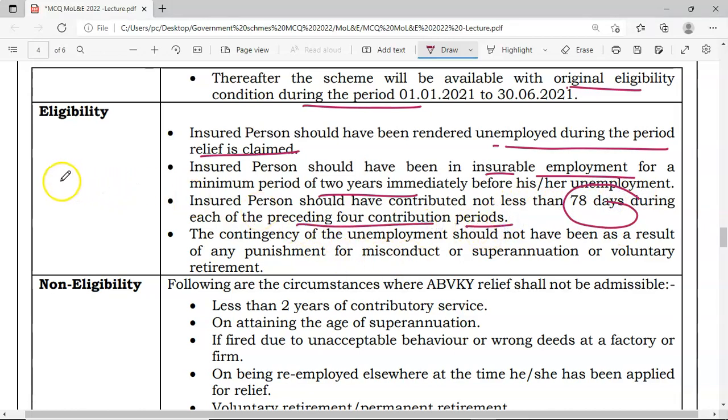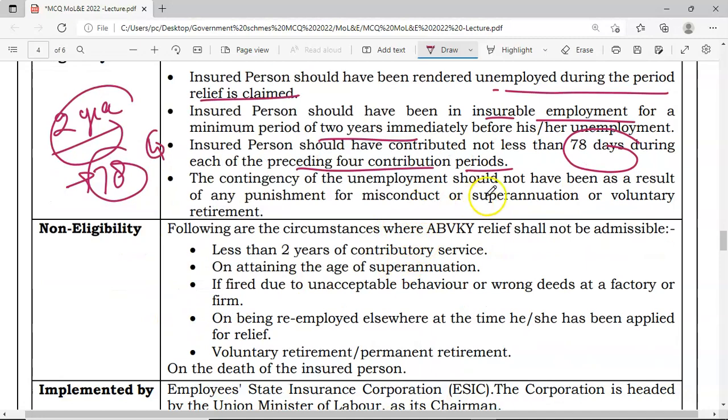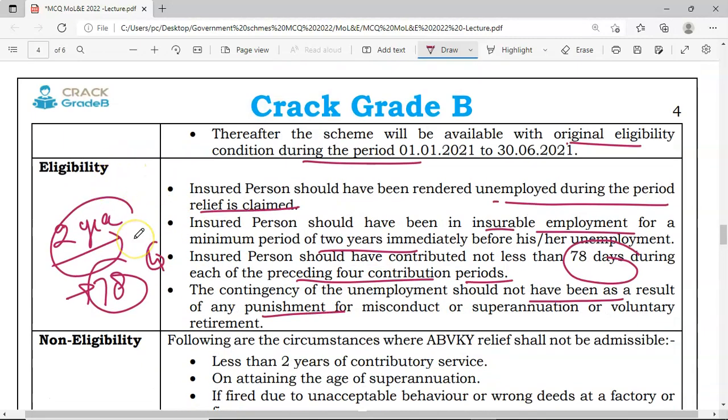I mean to say that if any person has been working for 2 years in any organization, then the minimum contribution to this scheme should be 78 days in the preceding 4 contributions. The contingency of the unemployment should not have been as a result of any punishment. It means that the person should not have been removed from that company, or left, or given VRS and so on, then they are eligible.